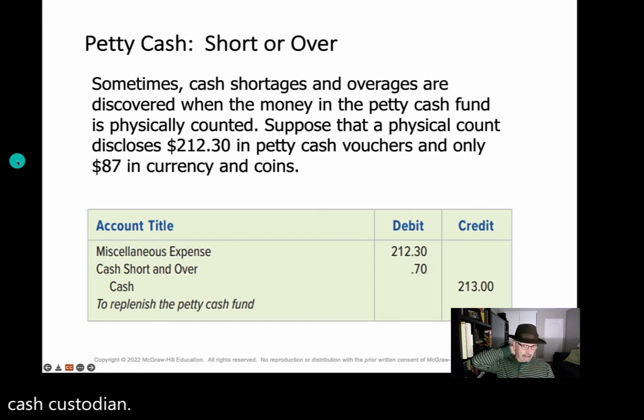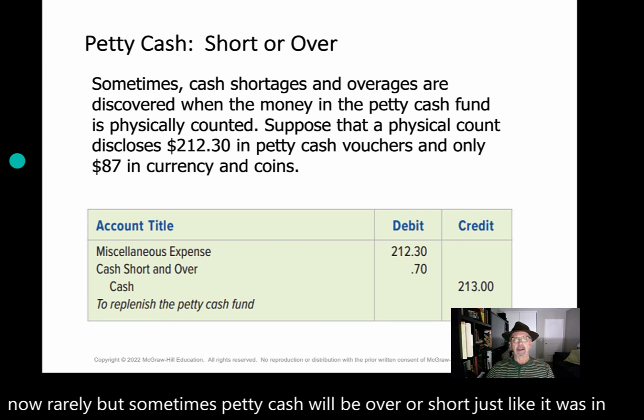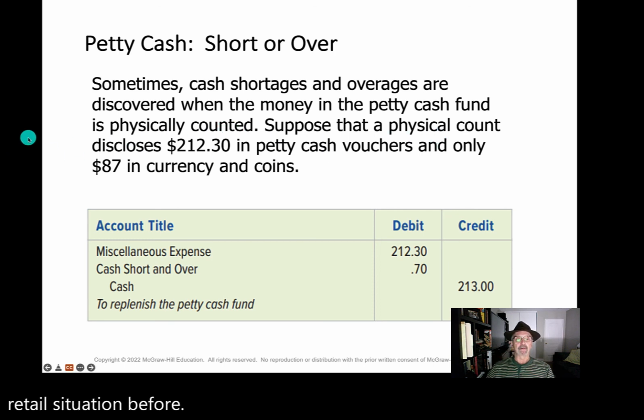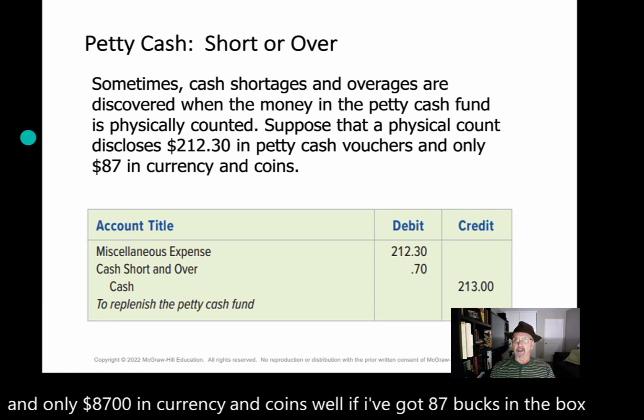Now, rarely, but sometimes, petty cash will be over or short, just like it was in the retail situation before. So suppose that a physical count discloses $212.30 in petty cash vouchers and only $87 in currency and coins. Well, if I've got $87 in the box and the petty cash is at $300, I would expect to have $213, not $212.30. So I'm 70 cents short.